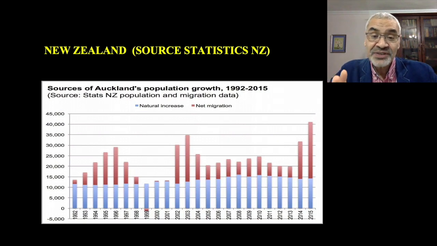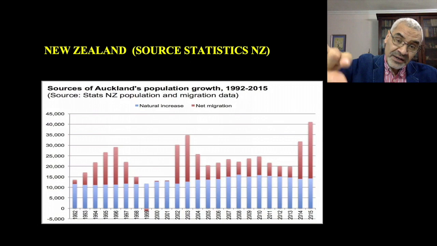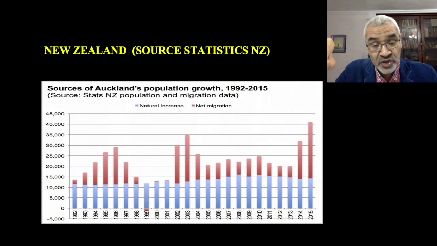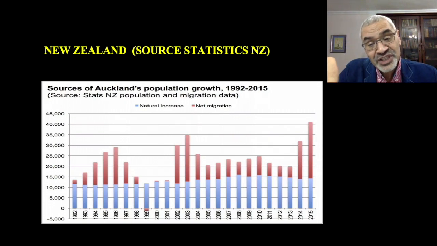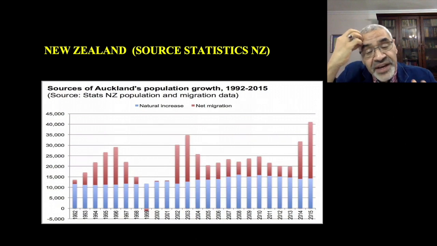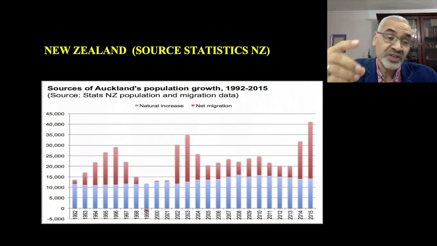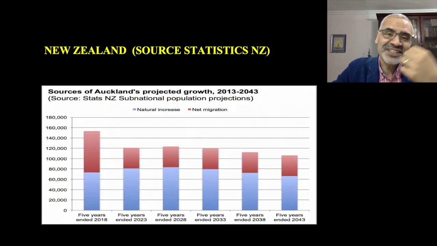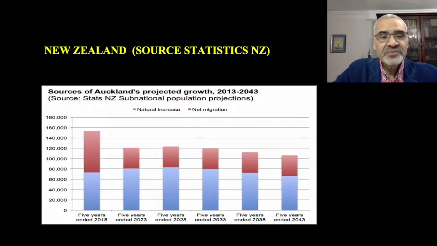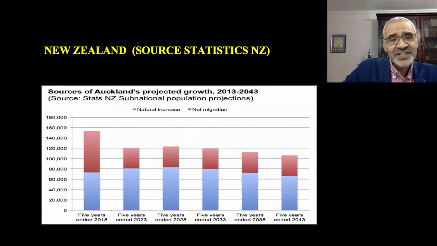So in the year 2005, actually, the red part of the bar is more than the blue part of the bar, which means that the population of New Zealand increased by migration more than it increased by natural increase, the difference between births and deaths. This is another visual example of the importance of migration in increasing the populations of small countries like New Zealand.